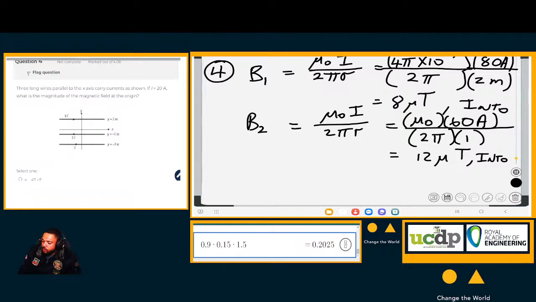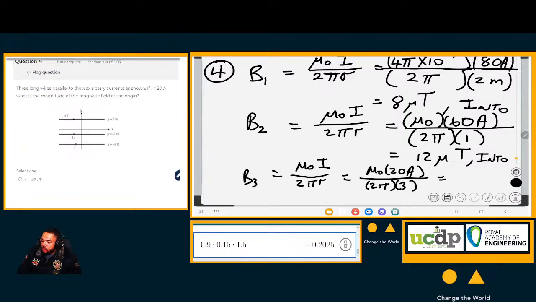Now let's calculate for conductor number 3, the lower conductor: mu naught times the current over 2 pi r, which is 12.57 times 10 to the negative 7 times the current at the bottom one, which is just 20 amps, over 2 pi times the distance away from the origin, which is 3 meters.